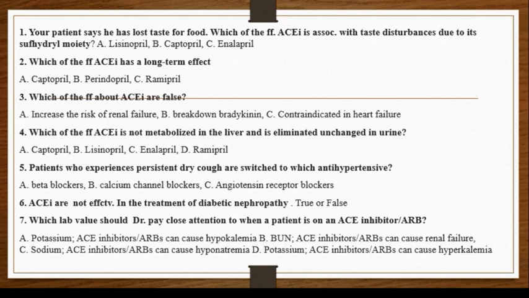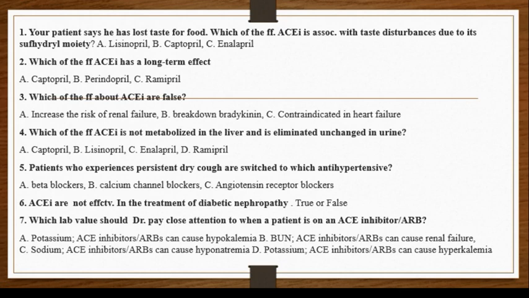Then the last question, which laboratory value should a doctor pay close attention to when a patient is on an ACE inhibitor or on an angiotensin 2 receptor blocker? So we talked about a lot of things. We talked about potassium, we talked about the blood urea nitrogen, we also talked about sodium levels. So which one do you think you should pay much attention to if your patient is receiving an ACE inhibitor? And if you remember, we talked about potassium much.